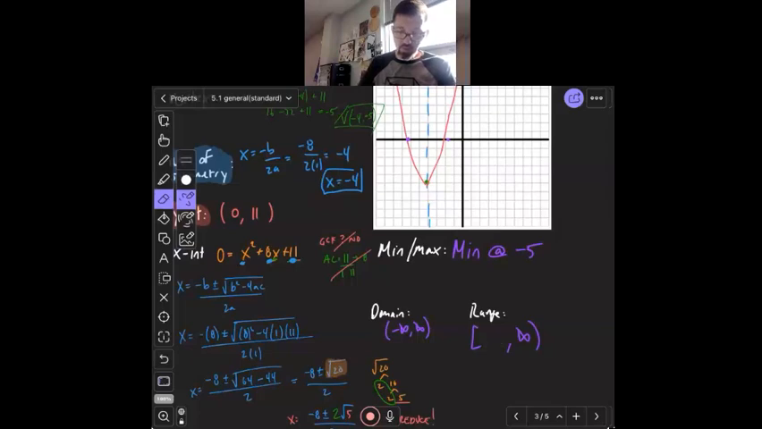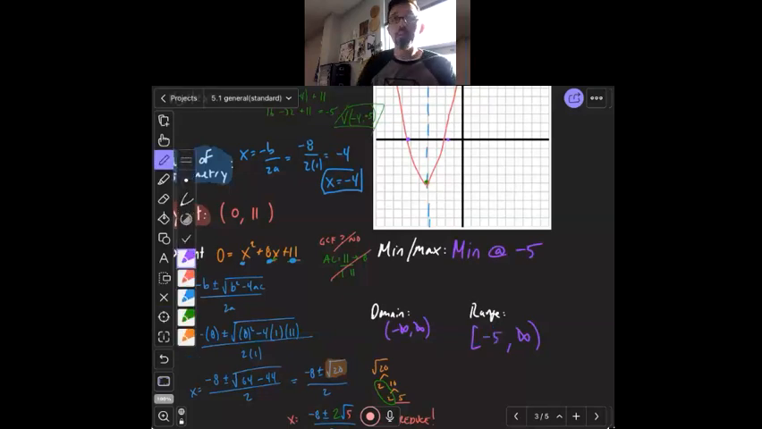The same way I found it for the minimum, I have to figure out what my axis of symmetry is, and I have to plug that in. And once I know that the y value is -5, it means the bottom of the graph is -5. So you guys need to be able to find the vertex quickly and efficiently. The vertex is really important when we talk about quadratics.